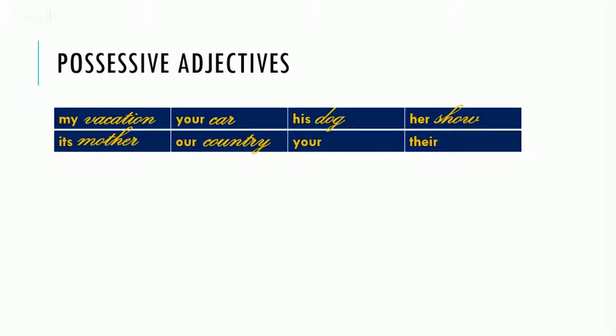Then we have your. Now, this is very interesting. Esta es una parte bien interesante. With your, you see that we have your two times. Tenemos your dos veces. That's because your, like you, can be two things. It can be tú y ustedes. It can be singular and plural, right? So when we say your family in the second one, we're not saying tu familia, we're saying la familia de ustedes.